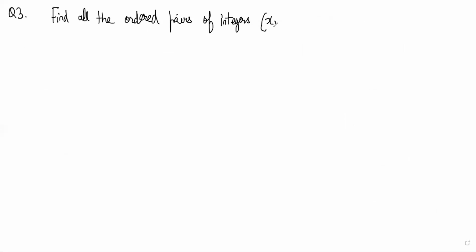Okay. Next one is this one. Find all the ordered pairs of integers x, z such that x cube is equal to z cube plus 721.